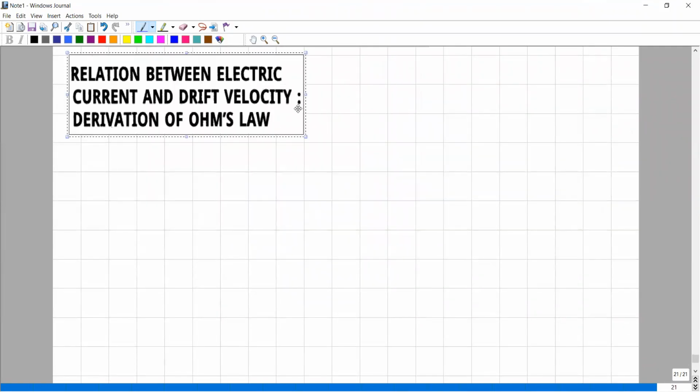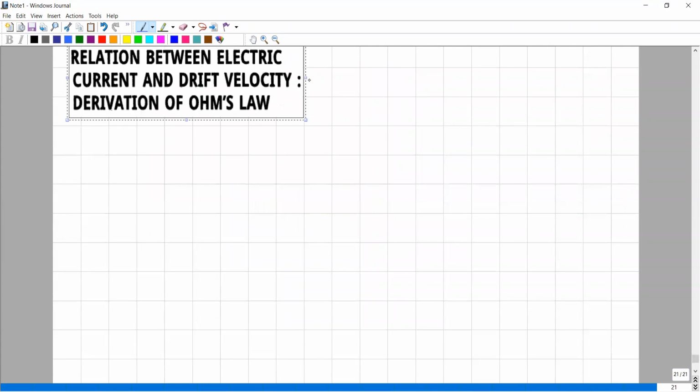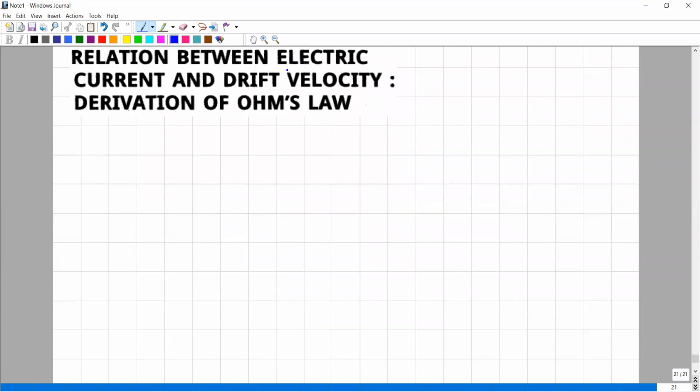Now, next topic is again very important: the relation between electric current, drift velocity, and the derivation of Ohm's law. So this is a big topic and a very important one also.